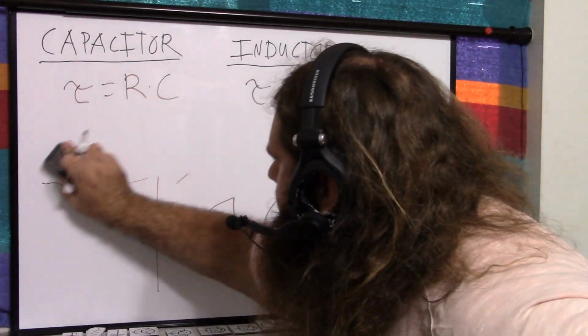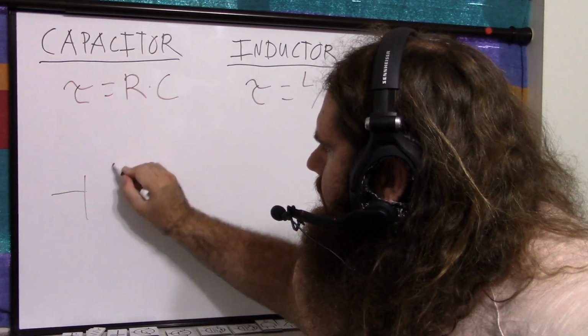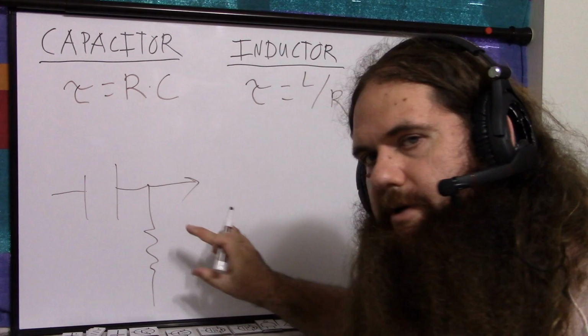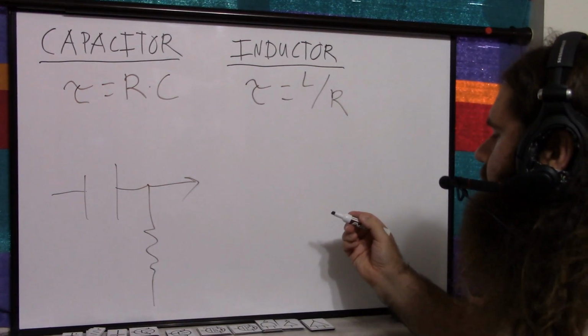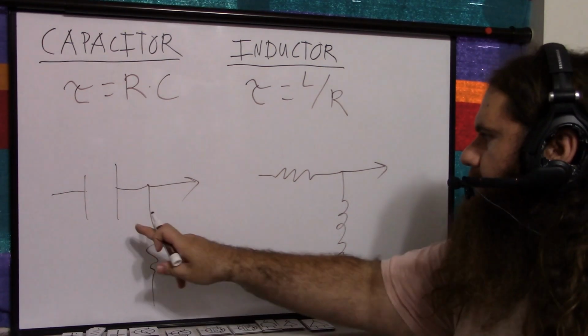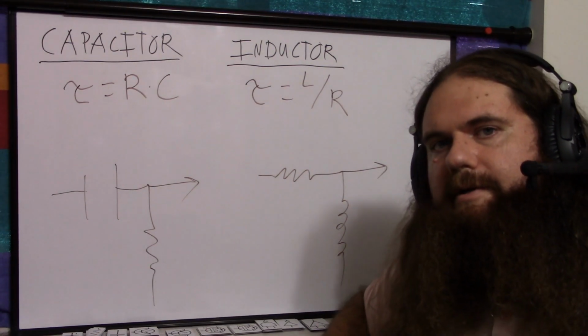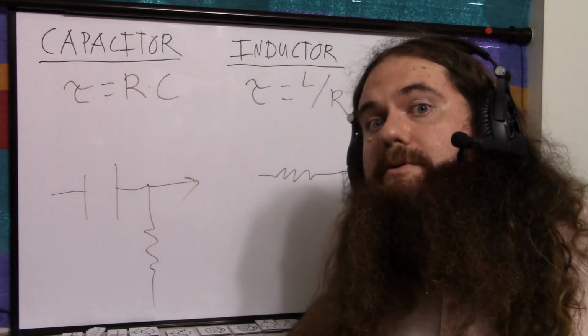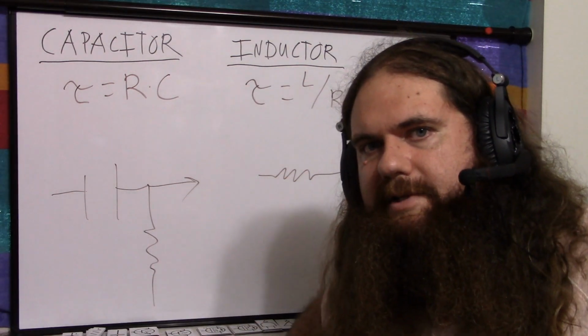If you have a high-pass filter, you have a capacitor in series, a resistor in parallel, there's your out measured across the resistor. If you have an inductor, then you have your resistor, your inductor, there's your out. Capacitor in series, inductor in parallel is a high-pass filter. It's just the opposite, and that's really cool. I cannot stress to you how cool this is to me.